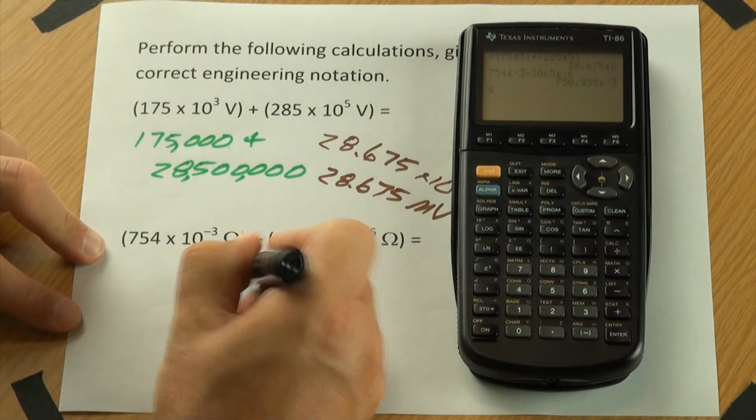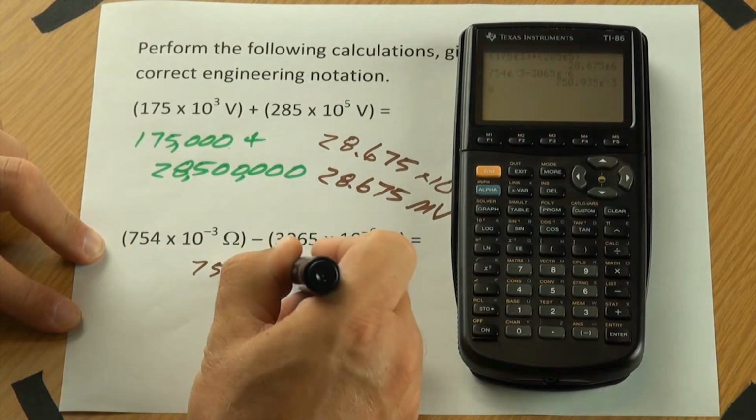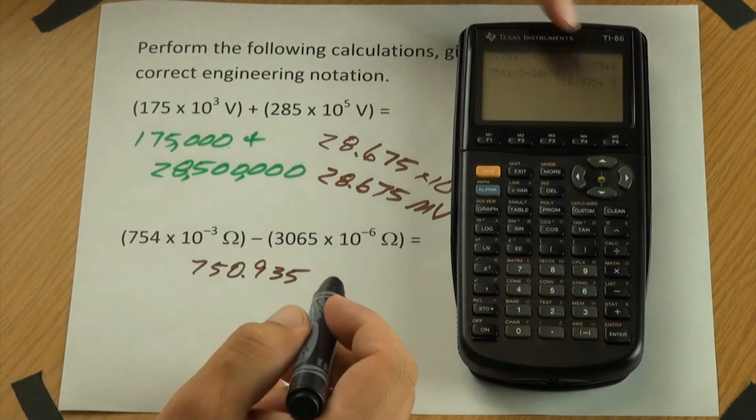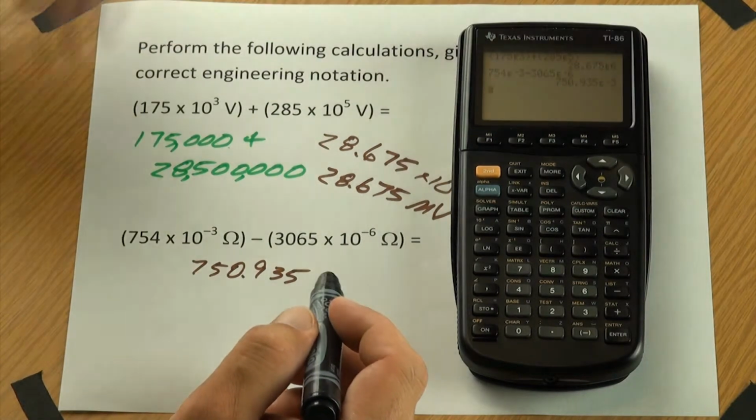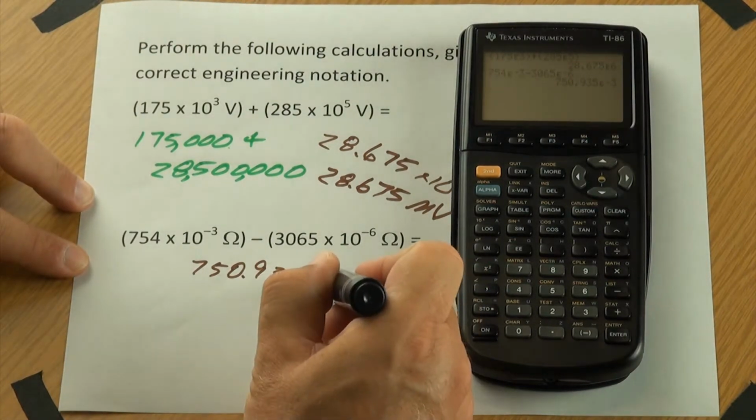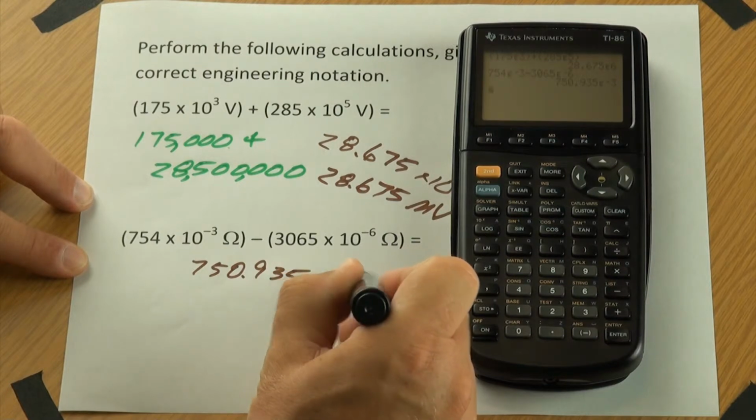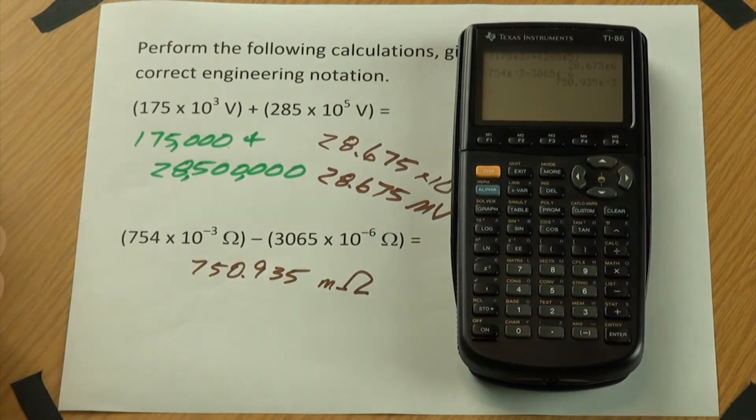It gives me 750.935, and then it gives me the E to the -3 coming out in engineering notation. So that's telling me that the result is in milliohms. That -3 exponent, going back to my chart, tells me that it's measured in milliohms. So going into the calculator, coming back out with that engineering notation result is very easy to do.